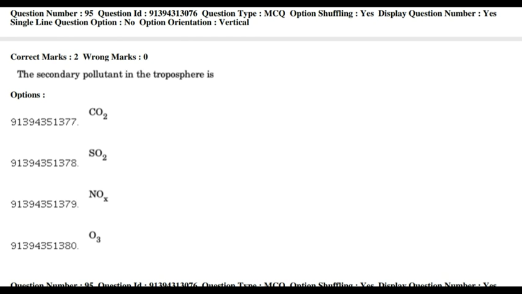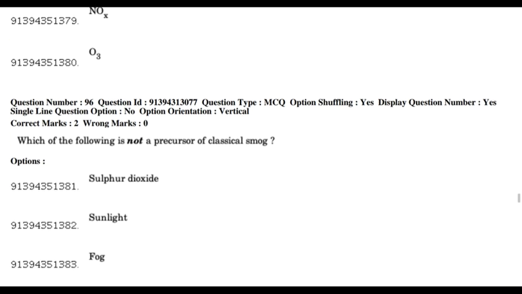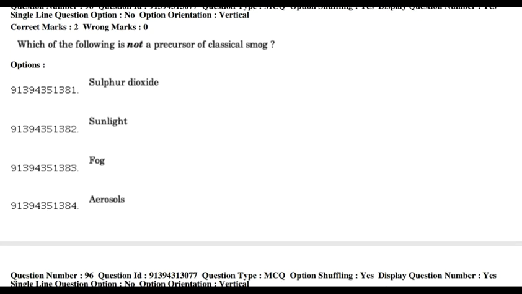The secondary pollutant in the troposphere is ozone, O3. So next, which of the following is not a precursor of classical smoke? There is sunlight. Sunlight is not the precursor of classical smoke. So next, we'll go for the next question.